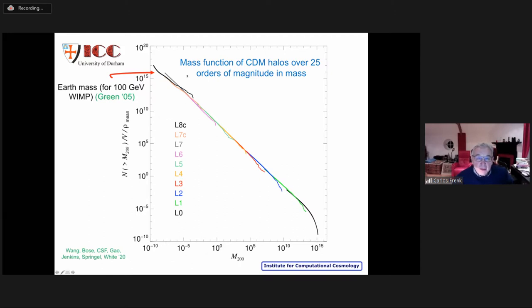In the case of CDM, the power spectrum of initial perturbations cuts off at about an Earth mass. But above that cutoff, all the way to galaxy clusters, we have halos. And you see here this beautiful power law that has a slope of minus 1.9 that describes the number of halos of different mass. So there are 25 orders of magnitude in mass from Earth mass to galaxy clusters, and also 25 orders of magnitude in abundance. So obviously, most of the halos are very small.